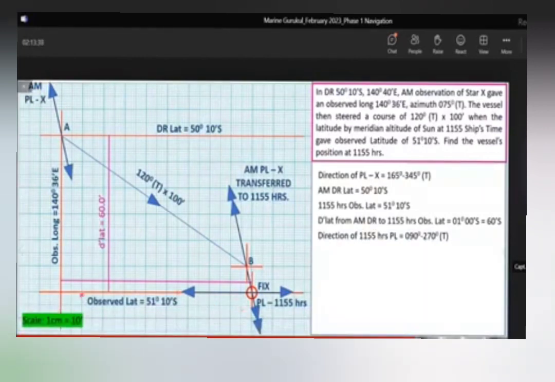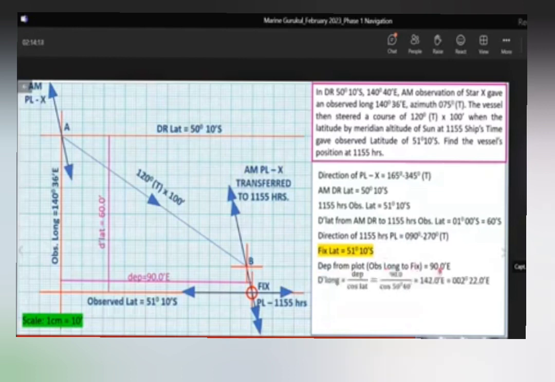Now, as far as the latitude of the fix is concerned, it's on the observed lat, so it is 51 degrees 10 minutes south. But this east-west distance, we measure of the fix from observed long. We have done it in simultaneous plotting also. So this is the departure. The departure of the fix from observed longitude is 90 minutes east. We come on this side. Latitude of the fix is 51 degrees 10 minutes south. Departure from the observed longitude to the fix is 90 minutes east.